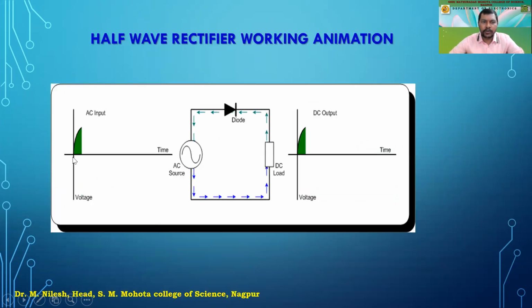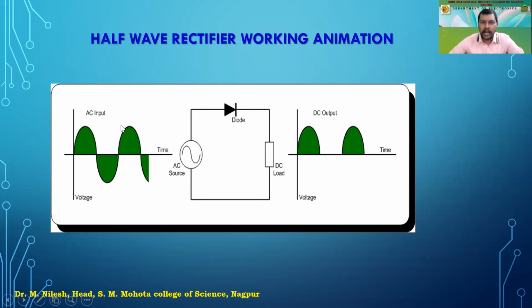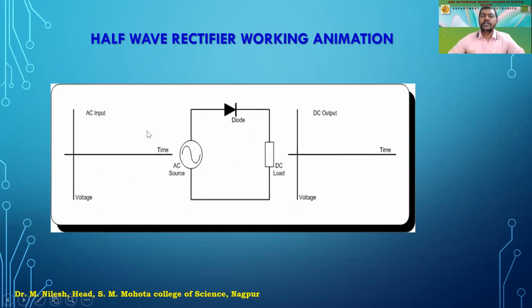Now let's see how it works. This is the positive half coming over here, so it is rectified and the current flows through the diode. Whereas during the negative half cycle, the diode does not work and it acts as an open switch. So only half of the wave is rectified. This is a very good animation which shows clearly how the half wave rectifier works, right? Only half of the wave is rectified and the other half is blocked. That is why this is called a half wave rectifier. Okay, see, this is how it works.